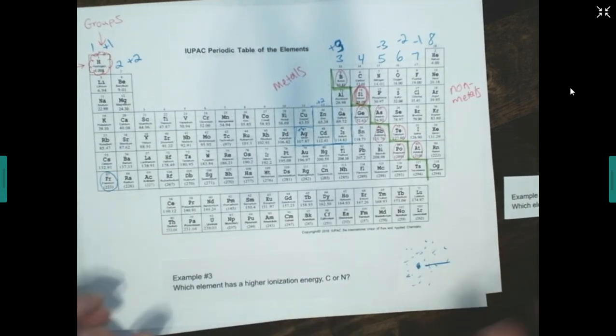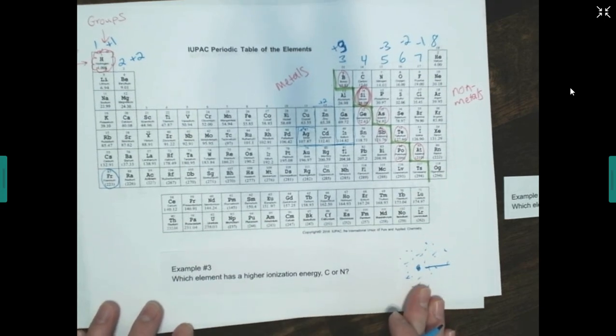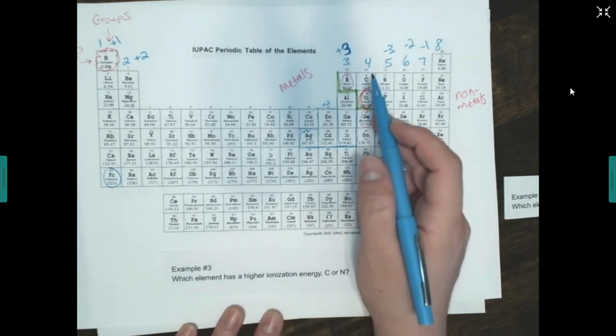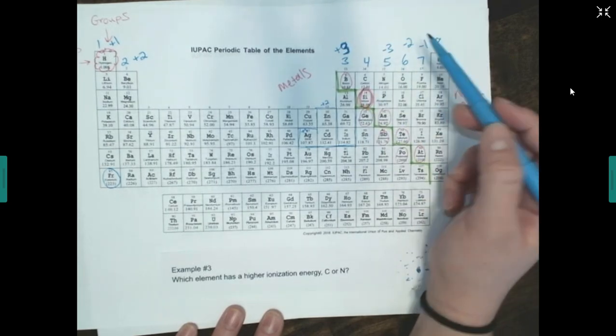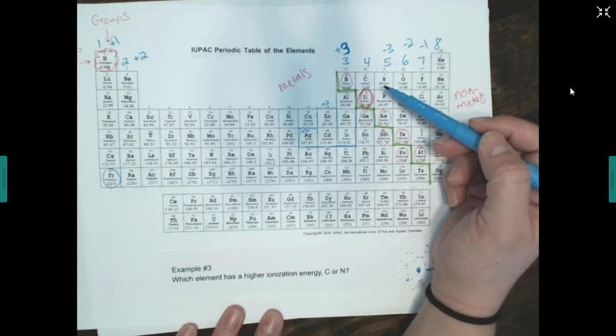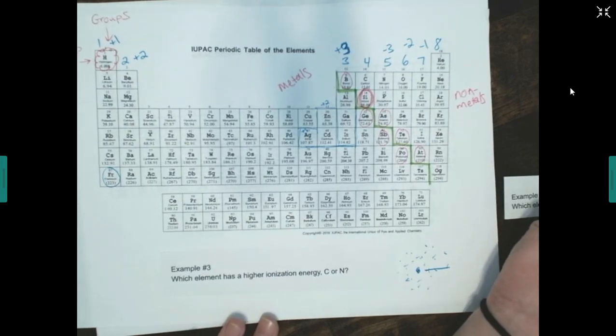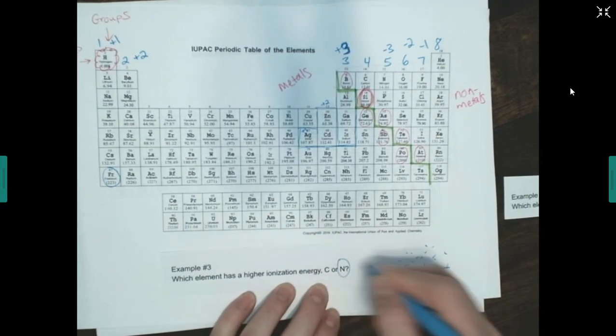Example number 3 says, which element has a higher ionization energy, carbon or nitrogen? Ionization energy also increases up and to the right. So carbon or nitrogen, nitrogen would have a higher ionization energy because it's further to the right.